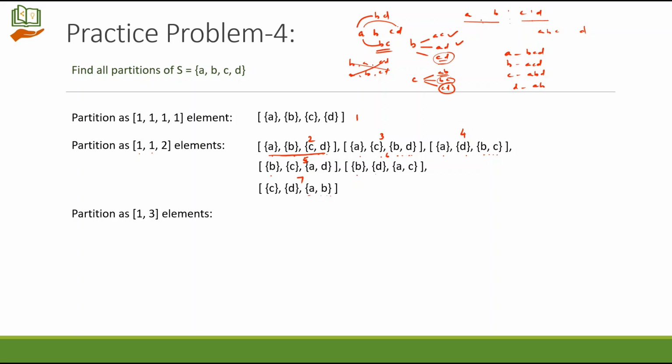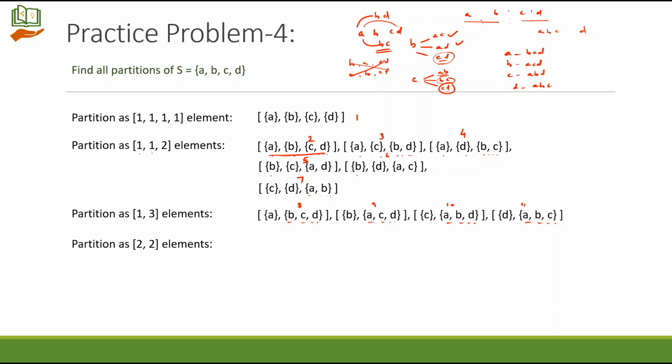For D we have ABC. So 4 partitions will be available here: A comma BCD, B comma ACD, C comma ABD, D comma ABC. This will be 8, 9, 10, 11.